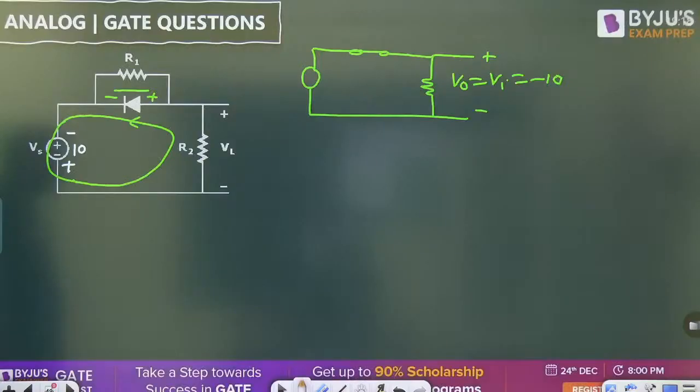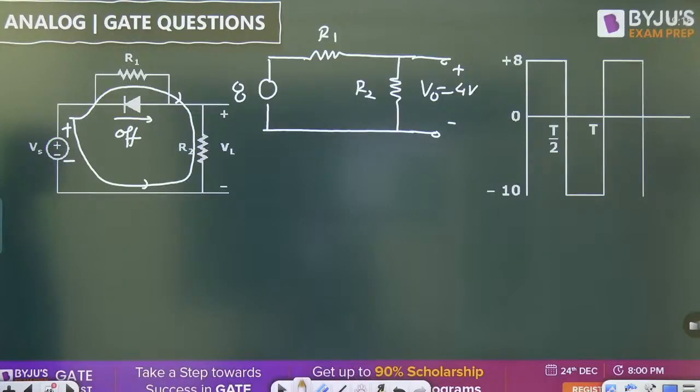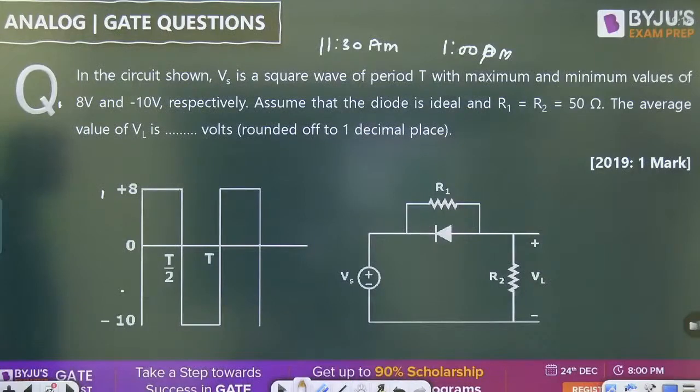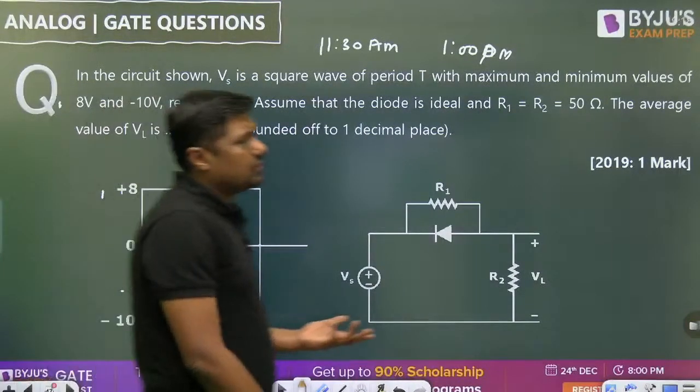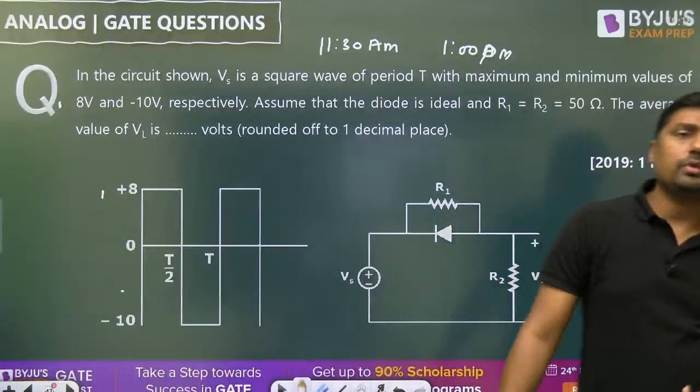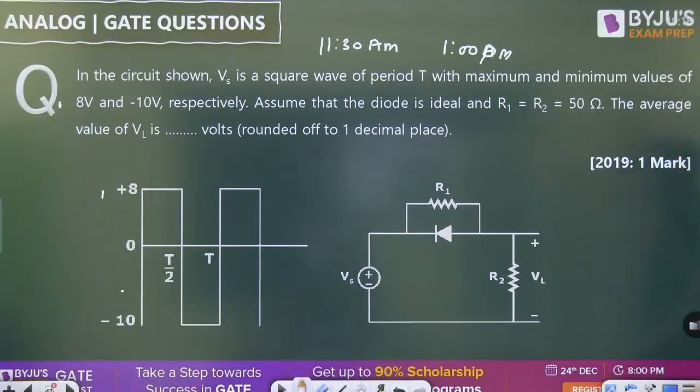Okay guys, this is clear. Any doubt, ask in this. No doubt. Forward bias and reverse bias. Only a 1 mark question. 1 mark. Within 1 minute or 2 minutes we have to solve. 1 mark question.